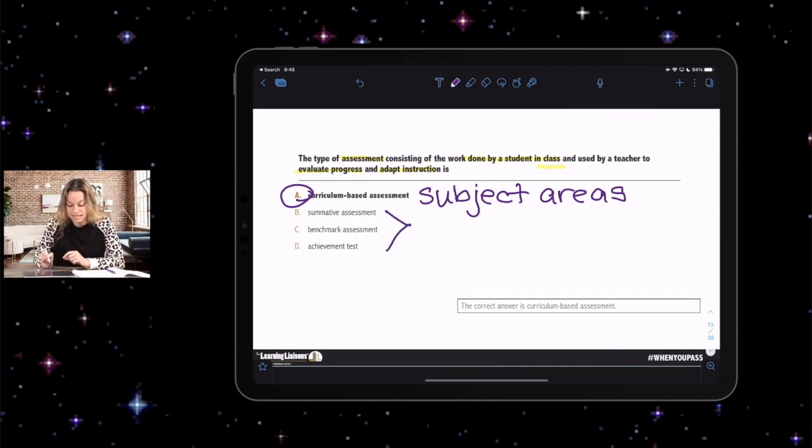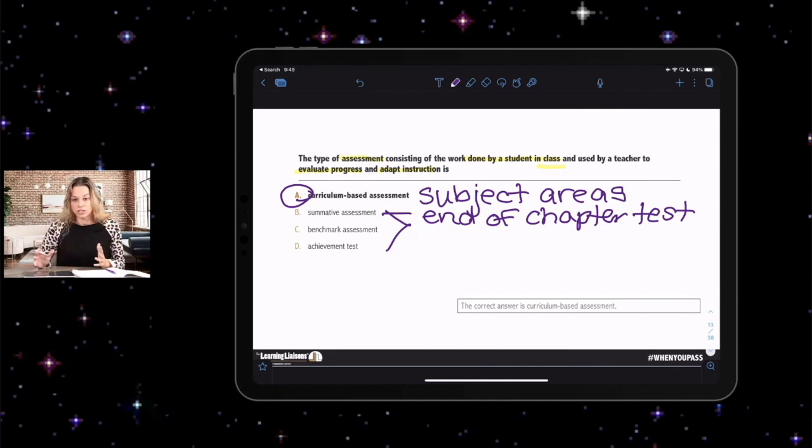Whereas these three, especially our summative, that's going to be like an end of the chapter test. Benchmark to see where they are, achievement tests. These are different types of tests based on curriculum. And again, when we're thinking of curriculum, that's what the kids are learning, right? So if we're looking for something that's done by the student in class, we're talking about curriculum.